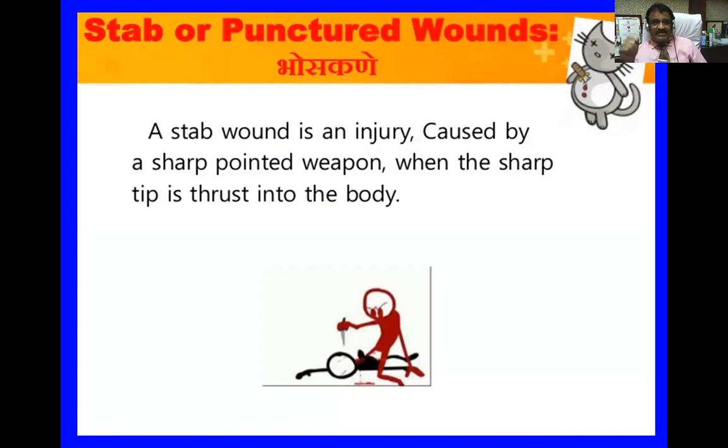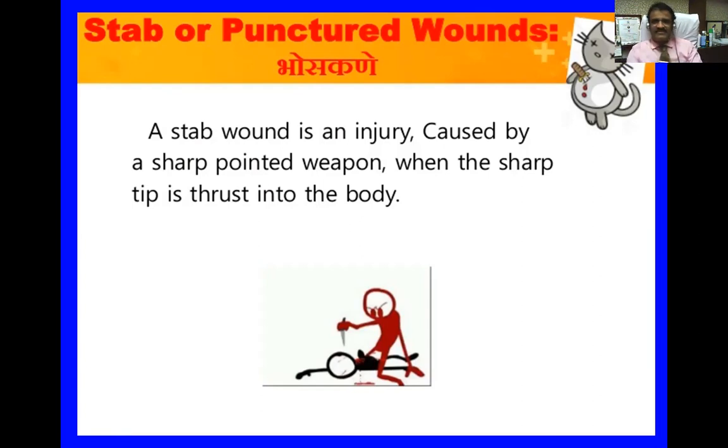In Marathi, bhosakne is a common word. Khupasne, bhokasne. The stab wound is an injury caused by a sharp pointed weapon when the sharp tip is thrust into the body. Okay, I have a tocha here which is used in the office. It's not a screwdriver. Screwdriver is also the same. Tocha is also the same. This can also be used to puncture.